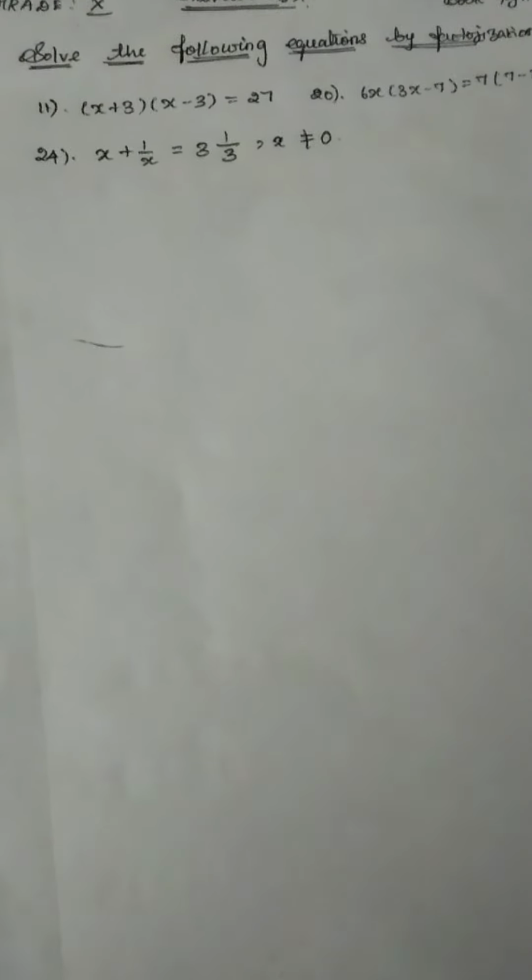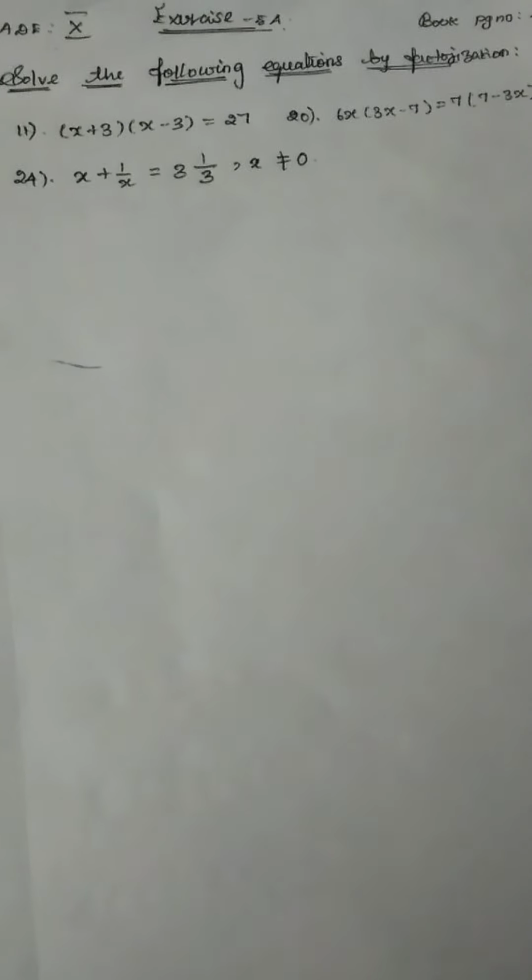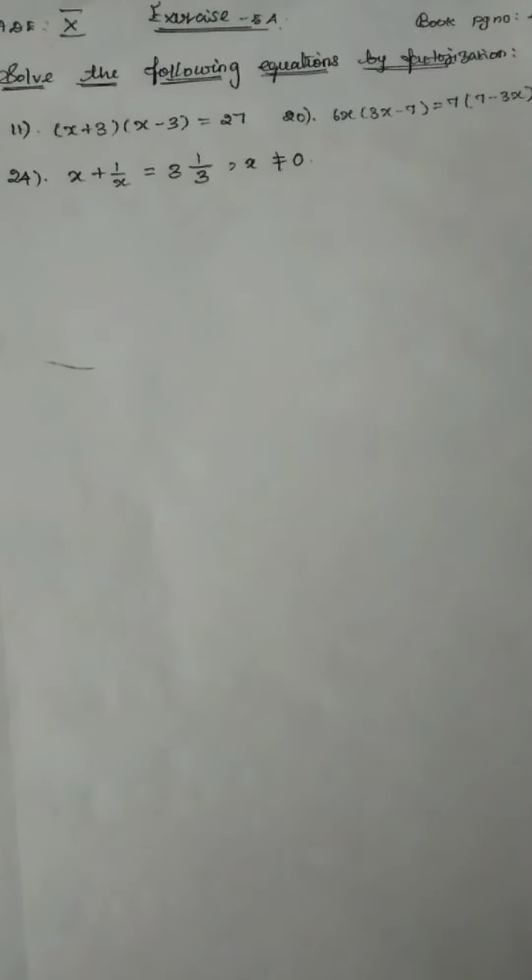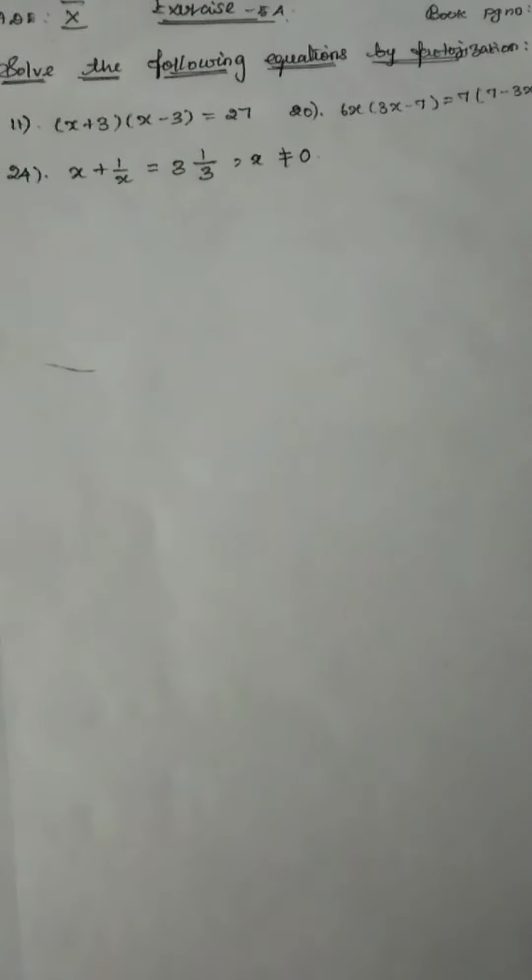So now the question: x plus 3 into x minus 3 is equal to 27. I'm going to solve it first. How to solve? On the LHS side we have x plus 3 into x minus 3. It's a product of binomial terms, so we want to multiply. We should do the algebraic product. You already know how to do it.